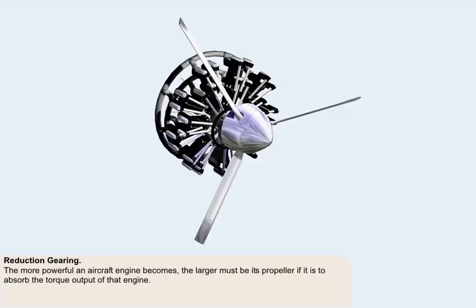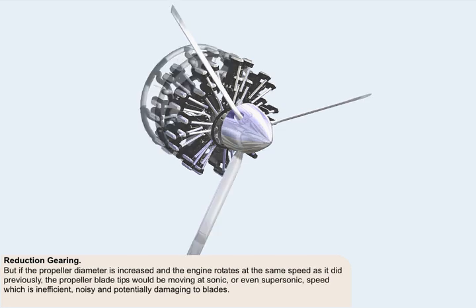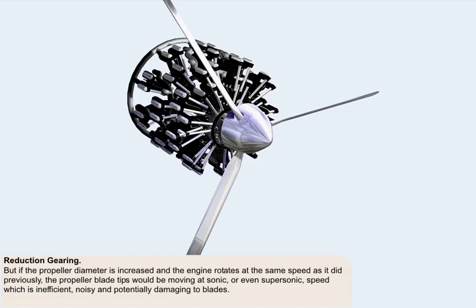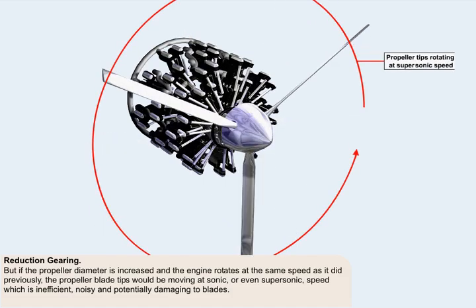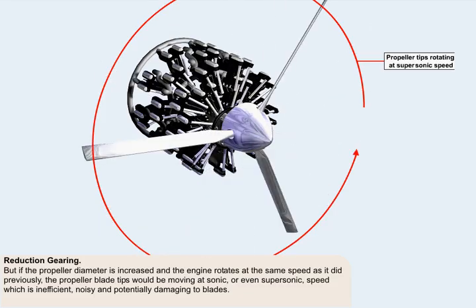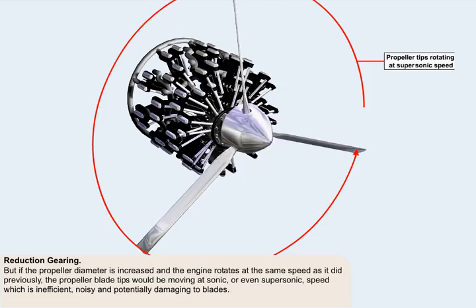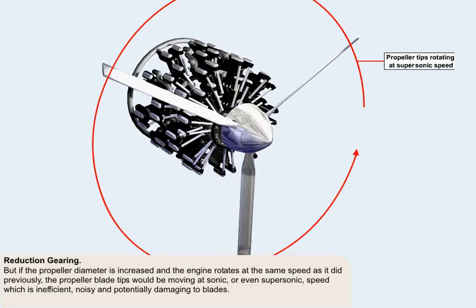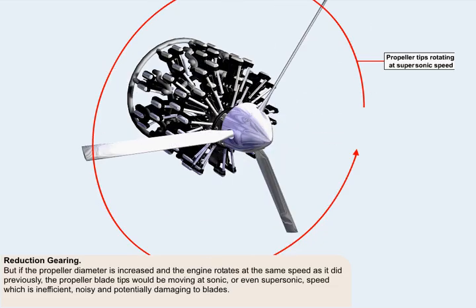The more powerful an aircraft engine becomes, the larger must be its propeller if it's to absorb the torque output of that engine. Unfortunately, if the propeller diameter is increased as a way of increasing the size of the propeller, and the engine rotates at the same speed as it did previously, the propeller blade tips would be moving at sonic or even supersonic speed. This is very inefficient as well as being noisy and potentially damaging to the blades.